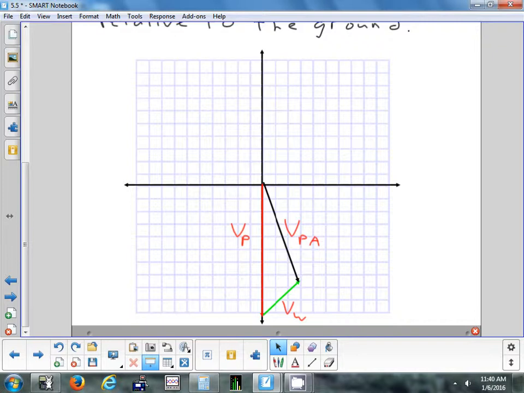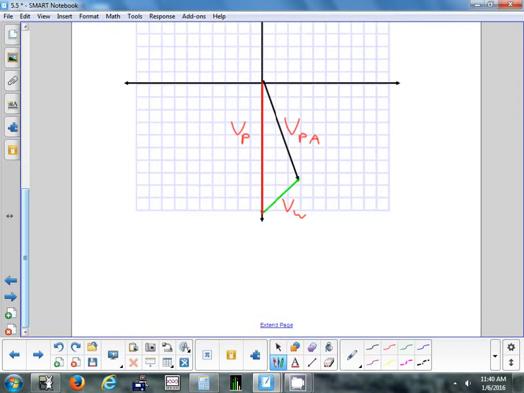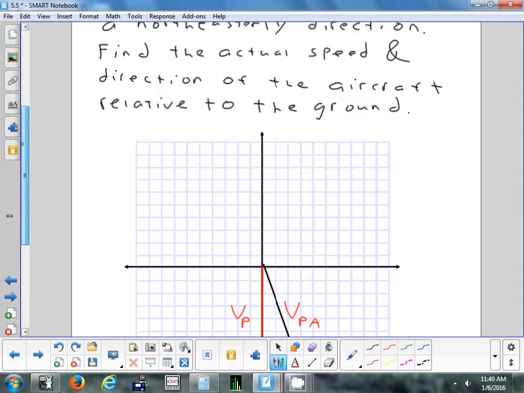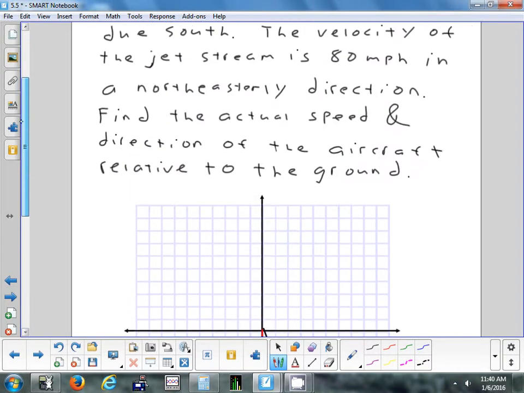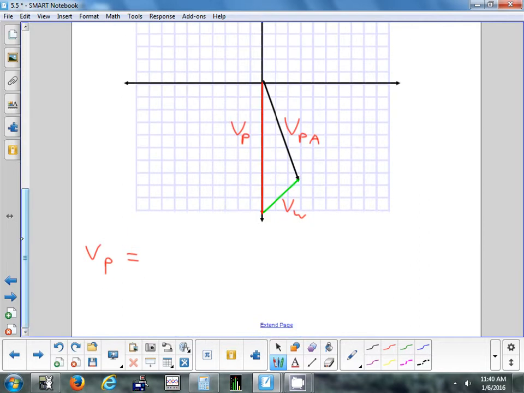All right, so now my goal, what I want to do is turn this and that into numbers. Okay, I want to get away from the picture and just write everything in terms of numbers. Okay, let's start with V sub p. Okay, the plane is going directly south. So does it have any left and right direction to it? No.